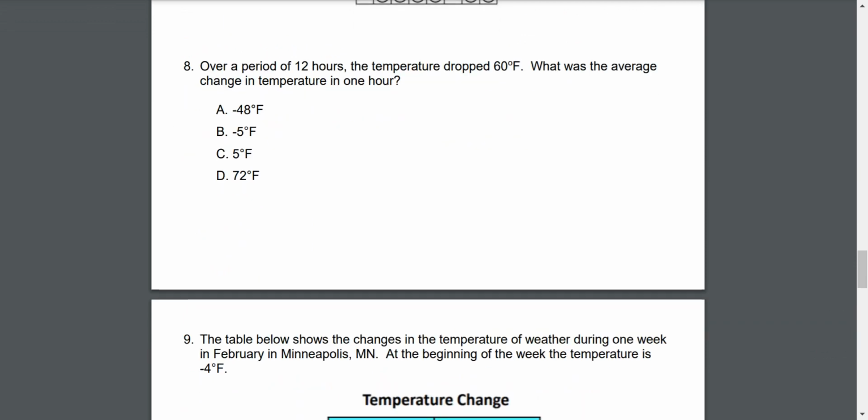Number 8. Over a period of 12 hours, the temperature dropped 60 degrees Fahrenheit. What was the average change in temperature in 1 hour? A, -48 degrees Fahrenheit. B, -5 degrees Fahrenheit. C, 5 degrees Fahrenheit. D, 72 degrees Fahrenheit.